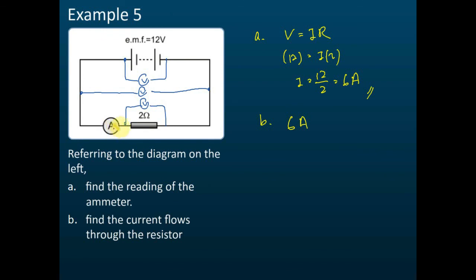Then how about the current flowing through the resistor? We have learned that current in a series circuit will be the same at any point. If the current here is 6 ampere, the current here must also be 6 ampere, the current inside 6 ampere, the current outside must also be 6 ampere. Therefore, the reading of the ammeter is 6 ampere, and B, the current that flows through the resistor must also be 6 ampere.